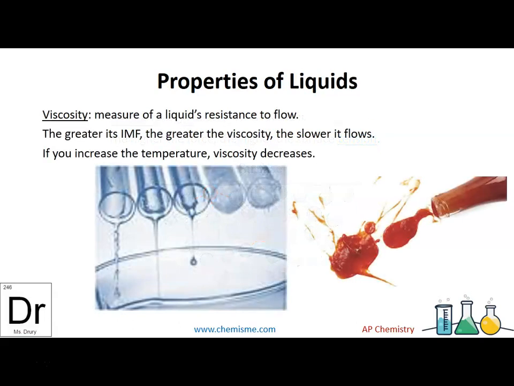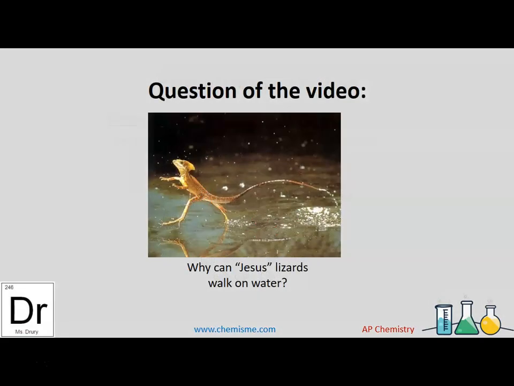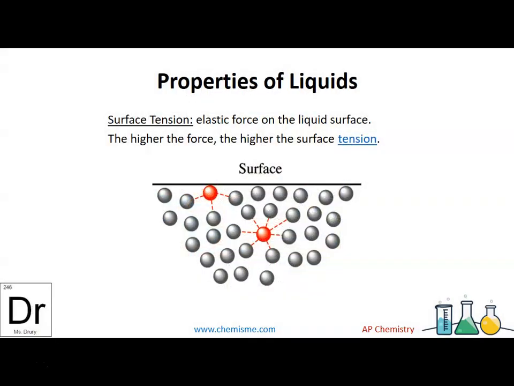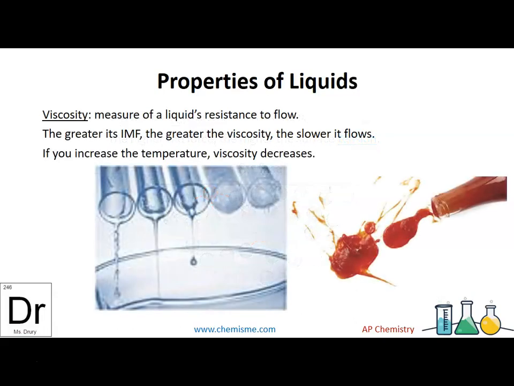And so that would explain why in the previous picture, as long as the lizard doesn't stay in one place, it's relying on the fact that the intermolecular forces are strong enough for those few seconds that it's walking on the water to not actually break the surface. And the water has those really strong hydrogen bonds, which would be why it has such a strong surface tension.